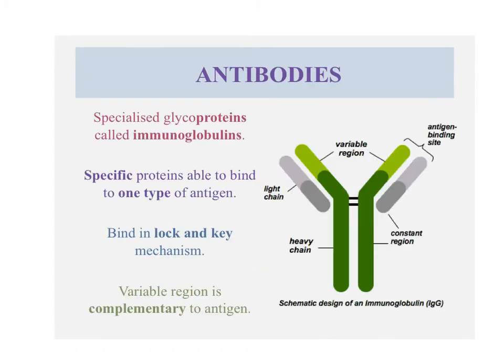Now, if we take a look at antibodies in a bit more detail, looking at their structure, they are specialised glycoproteins. And we learnt about this when we looked at the structure of membranes, the structure of cells. Those are proteins with carbohydrate chains. Okay, so they're a complex of polymers.